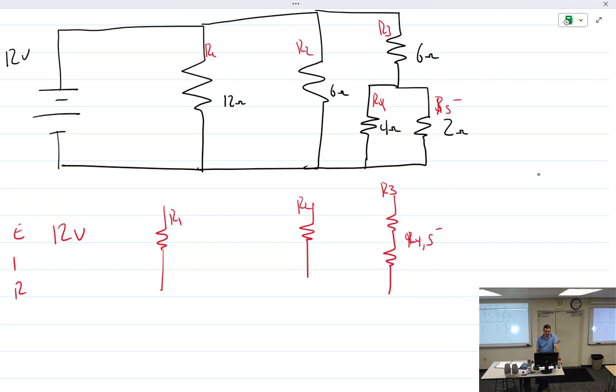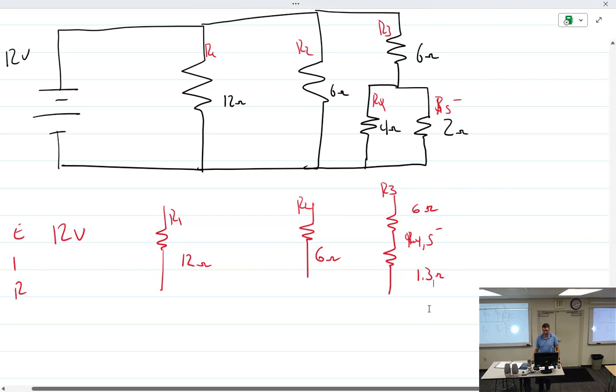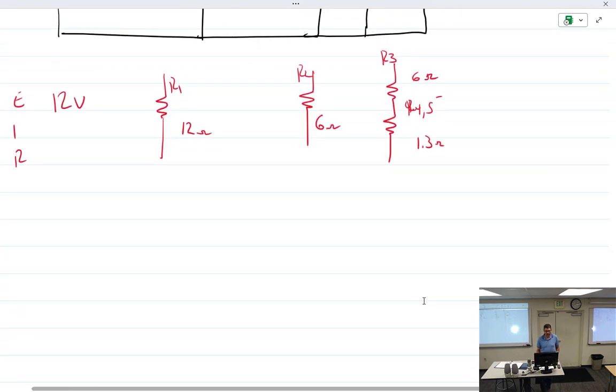What is my total resistance? Well, I don't know yet. This one is 12. This one is 6. This one up here is 6. What is 4-5? 1.3. I don't know. I just made up stuff. Is it? 4 to the minus 1 plus 2 to the minus 1 equals x to the minus 1 equals 1.3. This is 1.3 ohms. So I can combine it one more time. This one stays the same, this one stays the same, and we got this one here.